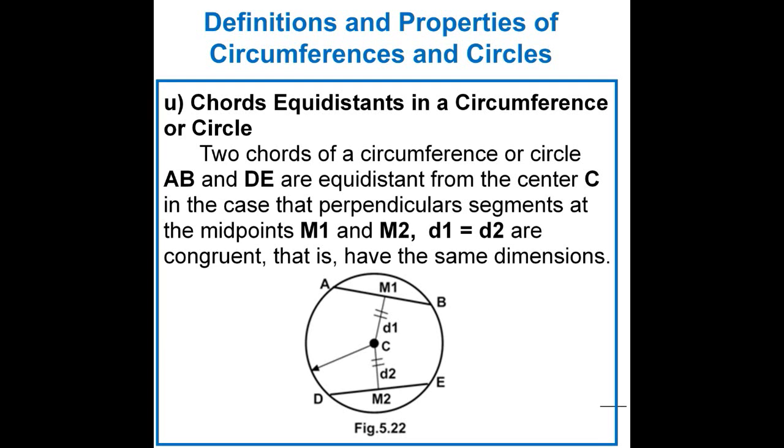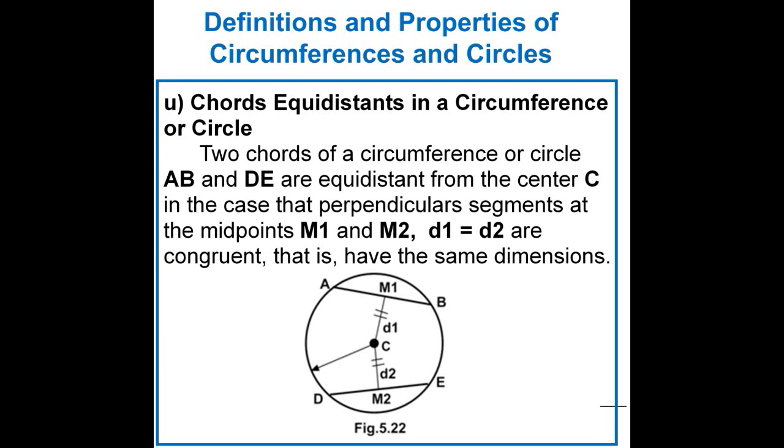In this last slide of this second class of Chapter 5 of the course of Basic Geometry, two equidistant chords are presented. Figure 5.22 shows a circumference with the center point C and radius R. In this circumference, 4 points are marked on the curve: A, B, D, and E. Two line segments AB and DE are drawn. Mark the midpoints of these two line segments, points M1 and M2. The secant line AB has a distance d1 to the center C, and the secant line DE has a distance d2 to the center C.